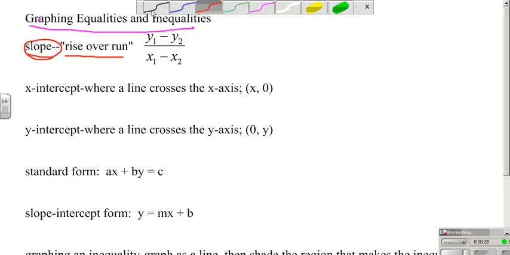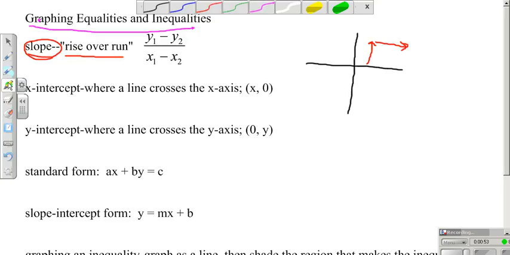What does this really mean? If we think about a coordinate system, and you think about how much you are rising, isn't that a change in your y, versus how much you run, that's a change in your x. So you don't really need to have the formula given to you, you just need to understand what rise over run means.